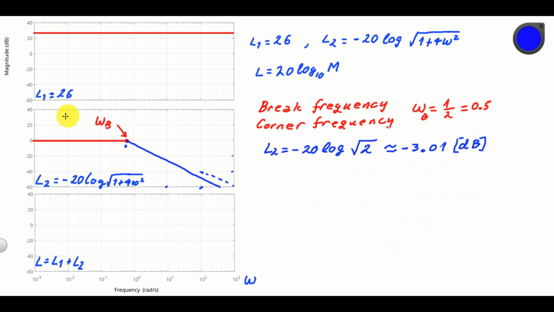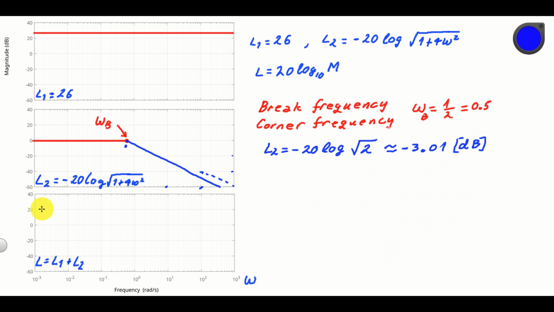Now that we know how to sketch L1 and L2, we simply need to add these two graphs to obtain our final L. So let's do that. What will happen over here? This constant over here will simply lift L2 vertically by 26 dB. And this asymptote will not be at 0 anymore, it's going to be at 26 dB.